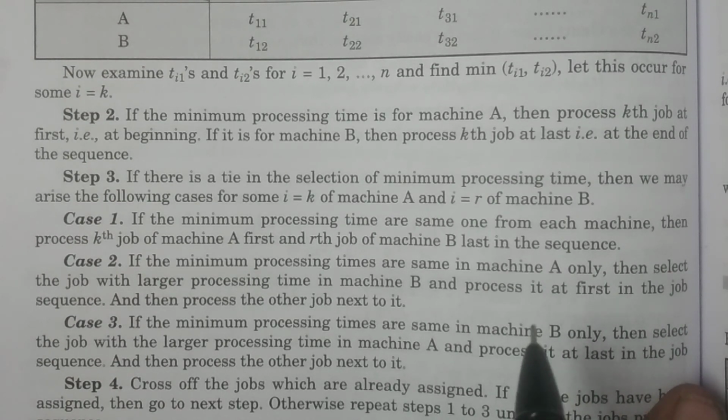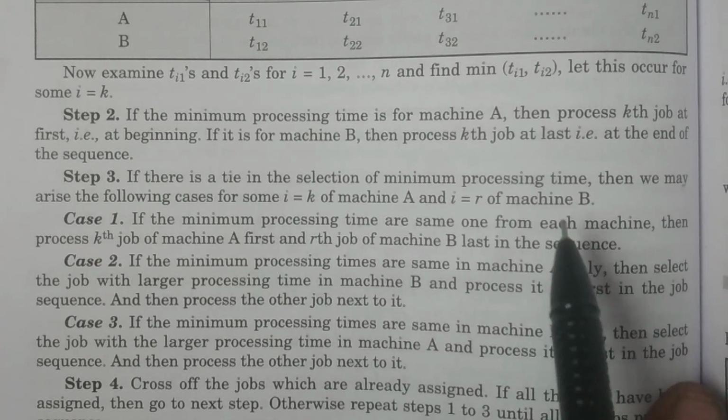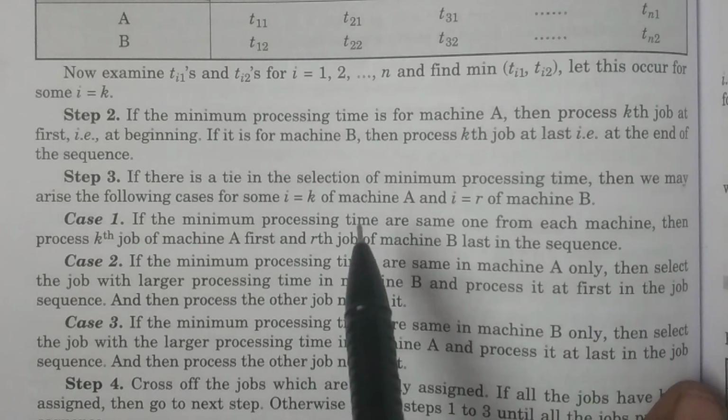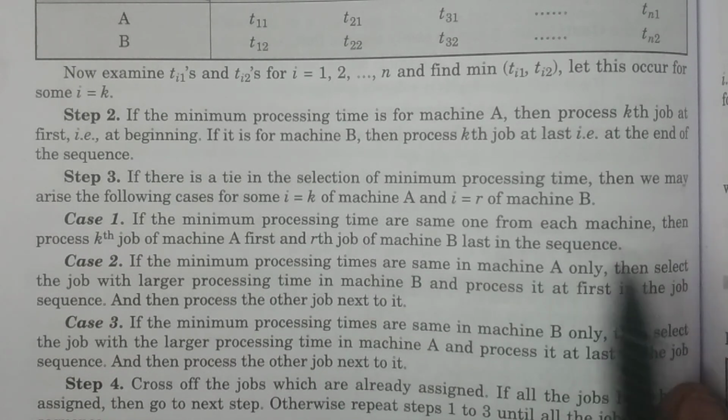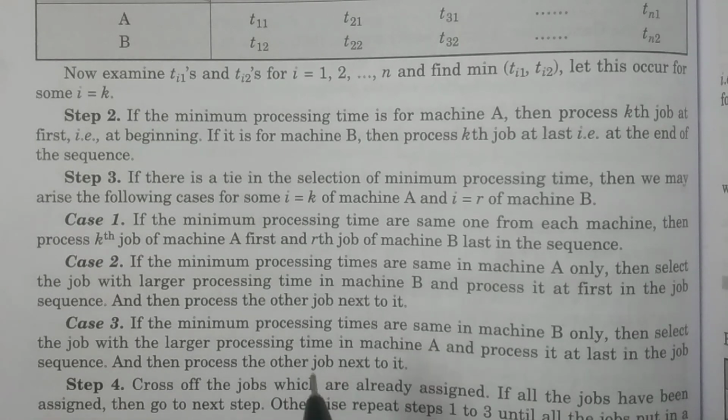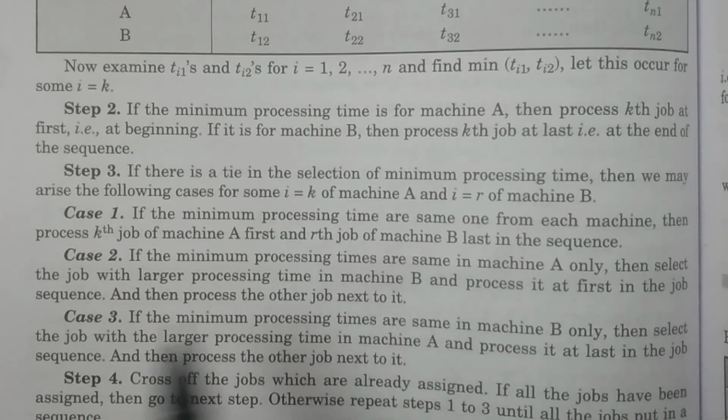One minimum processing time is of machine A, and another minimum processing time, the same value because of the tie, is for machine B. Then you place the job corresponding to machine A from the first of the sequence, and the job corresponding to machine B from the last of the sequence. That is case 1. Coming to case 2.